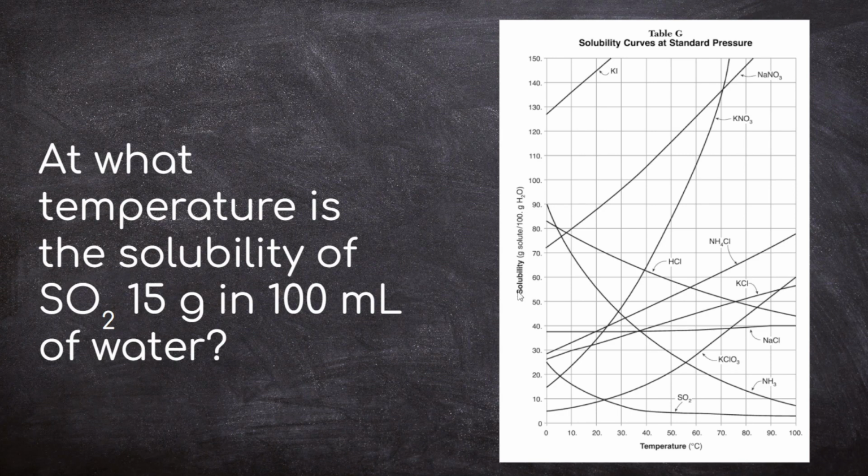Another thing we can ask is, at what temperature is the solubility of sulfur dioxide 15 grams in 100 milliliters of water? So we do this the other way. We find 15 over here, which is about halfway here. We go until we hit the curve, which I know is hard to see here, but it's actually a little bit beyond the 10. And then we go down to see where that is. I said that was about 12 degrees Celsius, give or take a degree or two.